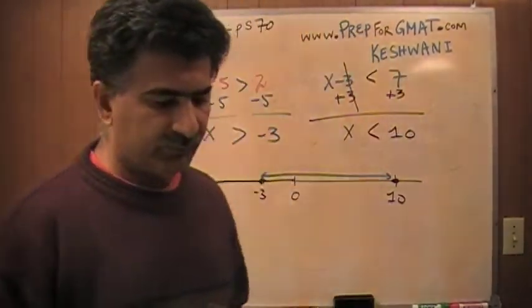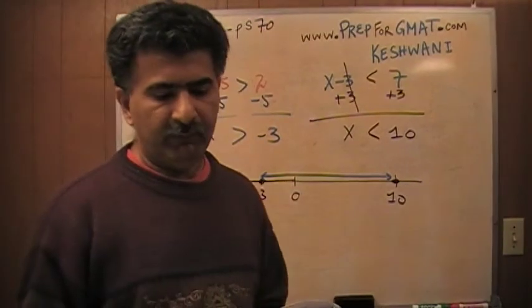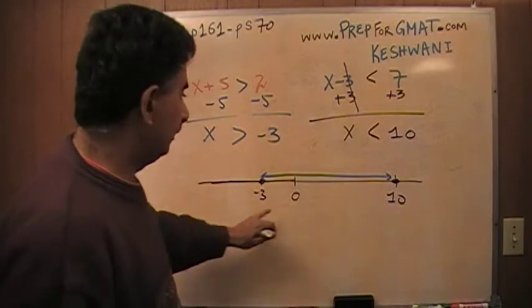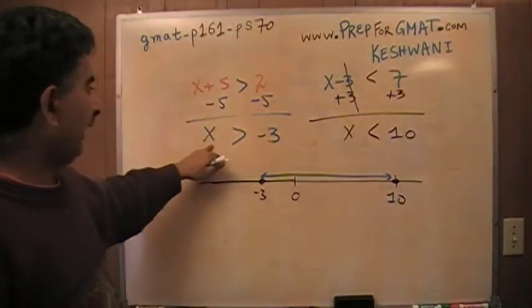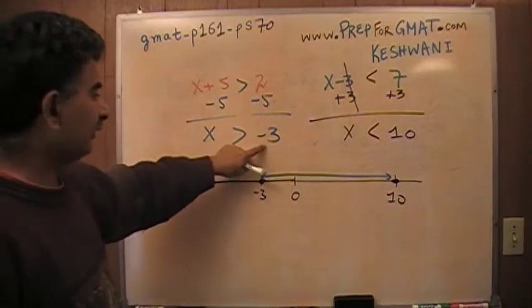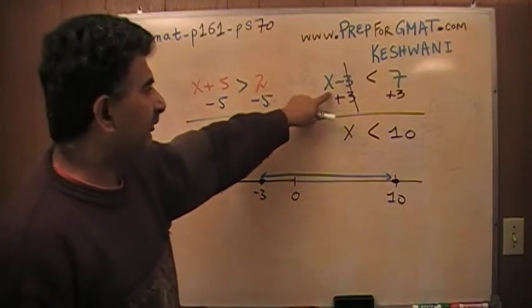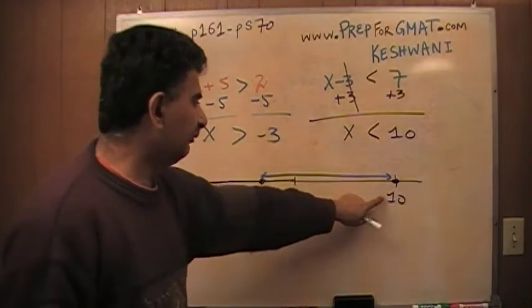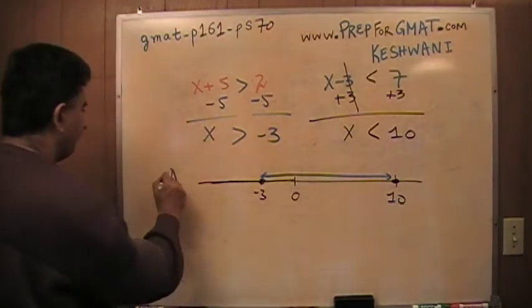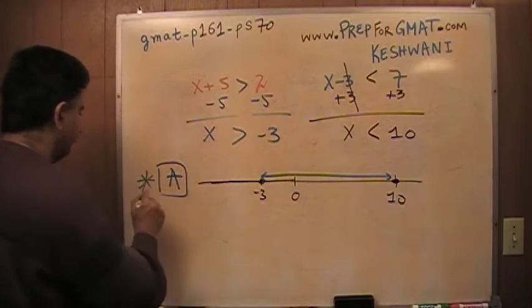Well, there you go. The very first one is the answer. It says the value of x must be between which pairs of numbers? Well, between negative 3 and 10. As you can see clearly, this inequality tells me that x has to be more than negative 3, and this inequality tells me that x has to be less than 10. It's between 10 and negative 3. Answer is A. That's all there was.